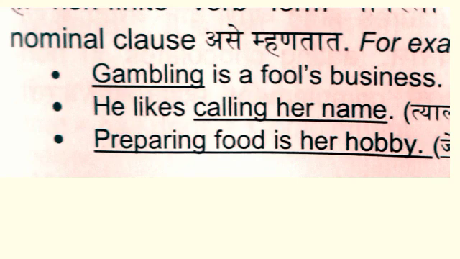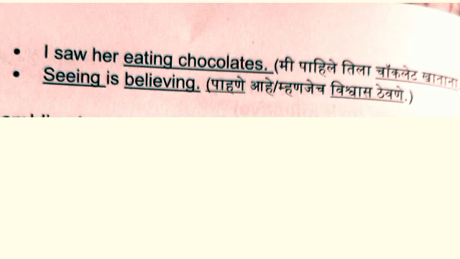In the sentence, preparing food is a hobby, preparing food is again a present participle clause. And in the sentence, I saw her eating chocolates, eating chocolates is a present participle clause. And in the sentence, seeing is believing, seeing as well as believing, both are participles, present participles in fact.